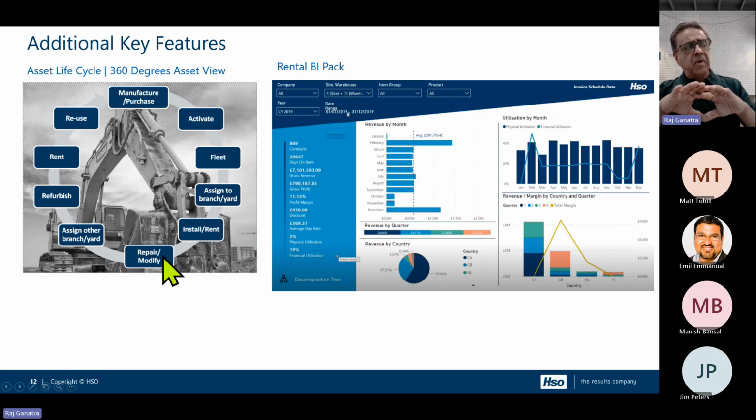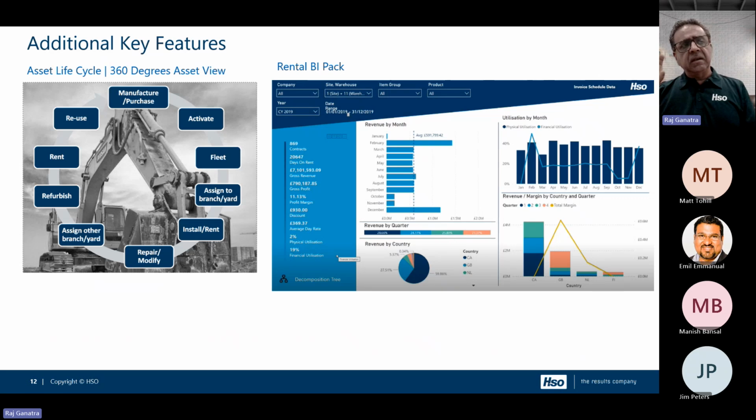The rental solution provides you really a full 360-degree view of your assets from the time you order it, the time you activate it, from the time you allocate it to the fleet, so there's full traceability, and you can allocate it to multiple locations around your business across the country or across the state. It gives the capability to track all the repairs and refurbishment processes, and how you keep reusing and maximize the utilization of it.